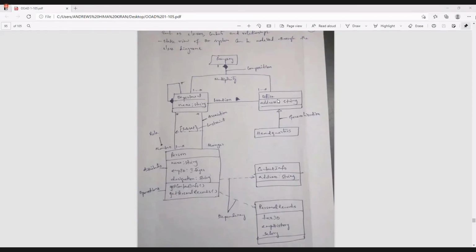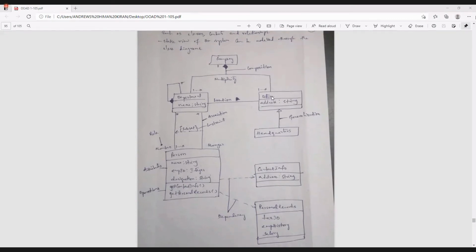The meaning of this is, a single company, since 1 is there, so I'm naming it as a single company, can contain many departments, 1 to many. A single company can contain 1 department or a single department or many departments. In the same way, a single company can contain 1 office or 1 branch or many offices. Company contains many departments and many offices.